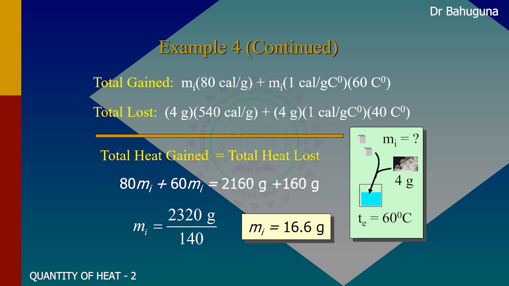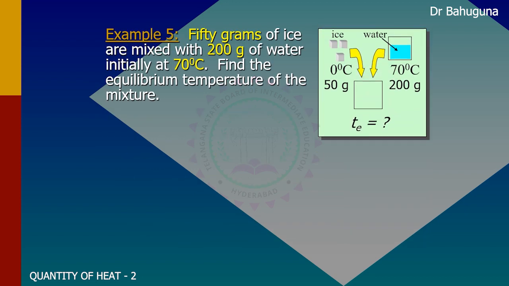With these inputs, you can solve any type of problem in calorimetry. One is change of temperature, another is change of state. Here we are taking another example. 50 grams of ice is mixed with 200 grams of water initially at 70 degrees centigrade. Find the resultant temperature or equilibrium temperature of the mixture. So we labeled the diagram and how to calculate.